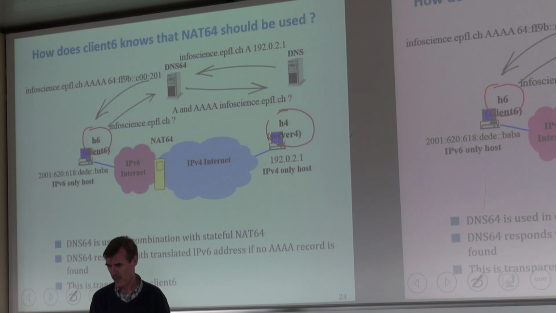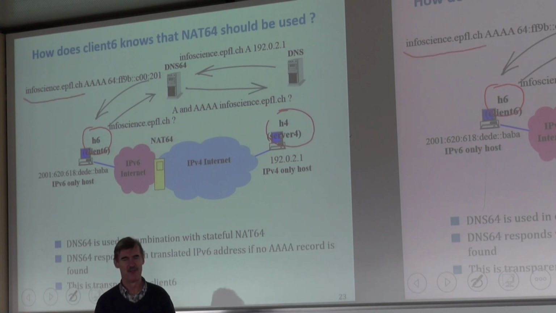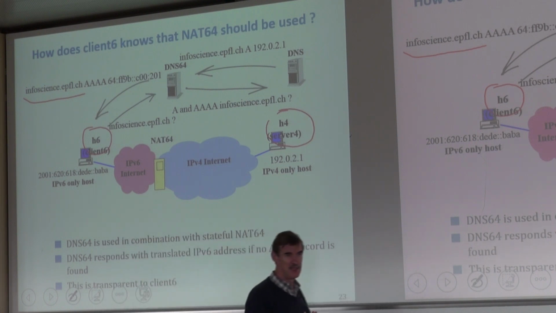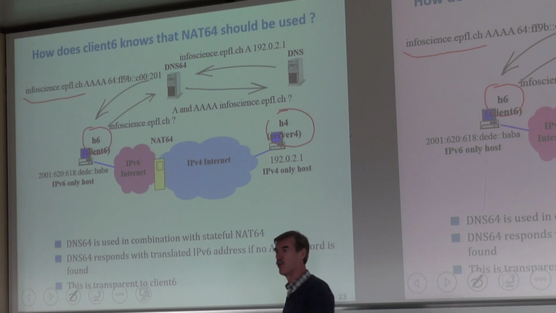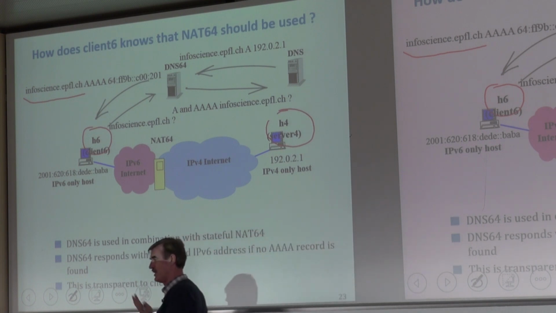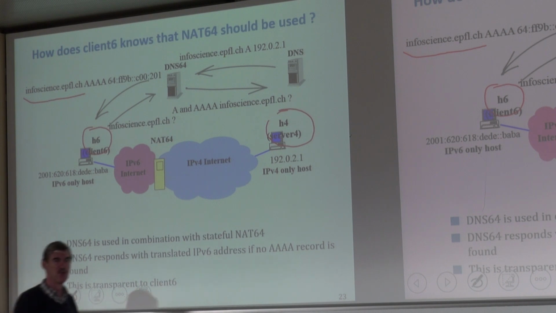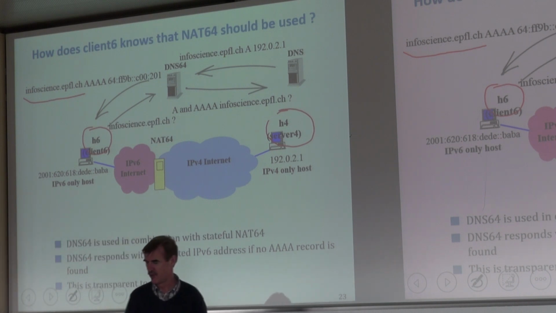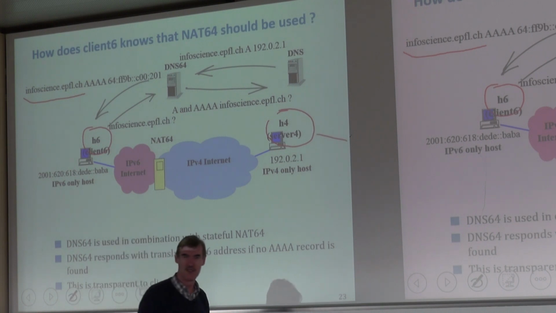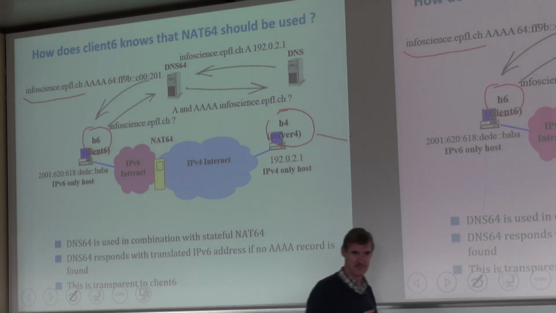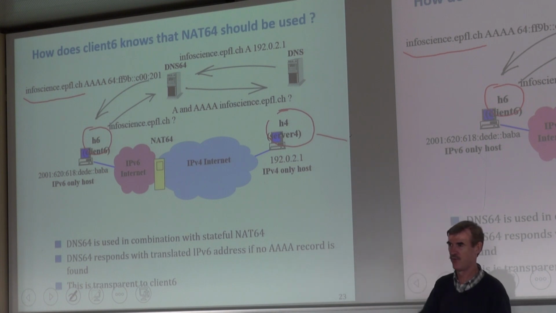NAT64 goes together with an extension of DNS called DNS64 that will cheat a bit. When the client here wants to connect to, for example, InfoScience epfl.ch, because this is an IPv6 only machine, it will ask for quadruple A records. It's not interested in getting an IPv4 address. It doesn't speak IPv4. So it will go to the DNS and ask, what is the IPv6 address of that machine? If you go to a regular DNS, because this machine, H4, doesn't run IPv6, there will be no answer. Stop, end of the story, doesn't work, you can't reach the server.